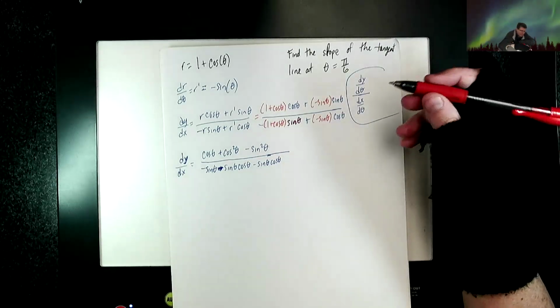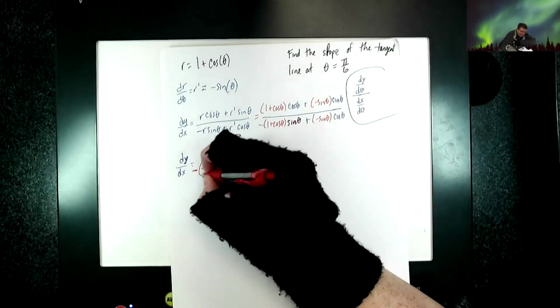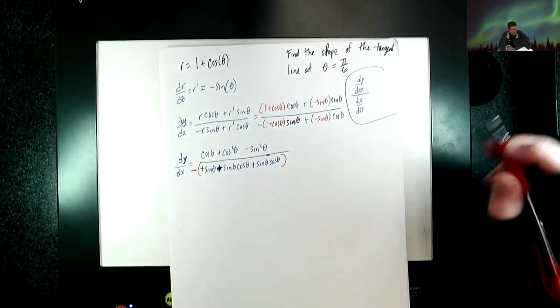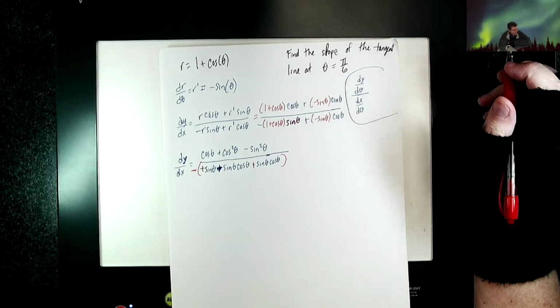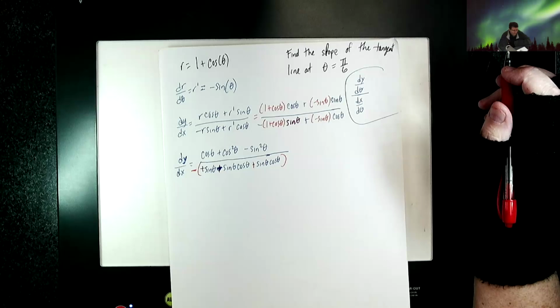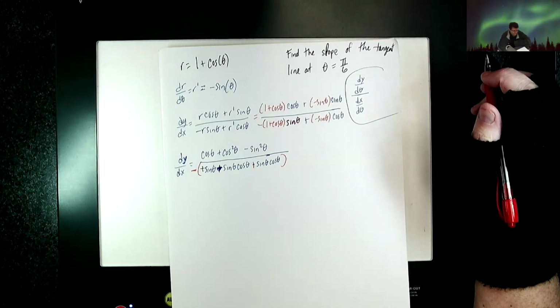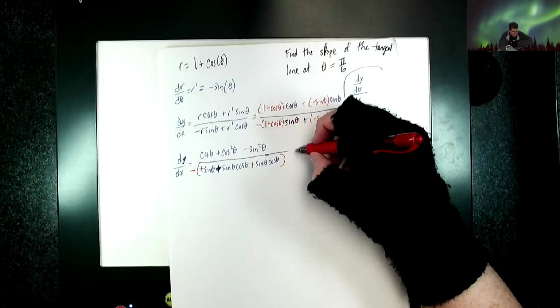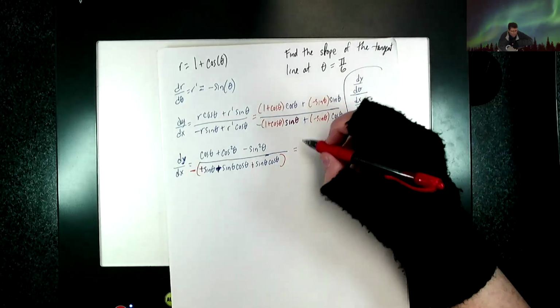There's negatives all over the place on the bottom. I'm going to factor out a negative and make all of that positive, just so I don't have a lot of sign mistakes. That seems like a good idea. We can clean up some of this before we plug in theta.